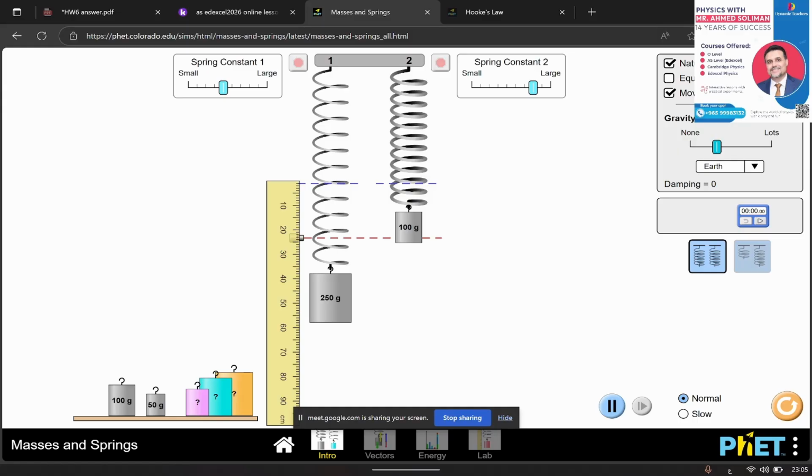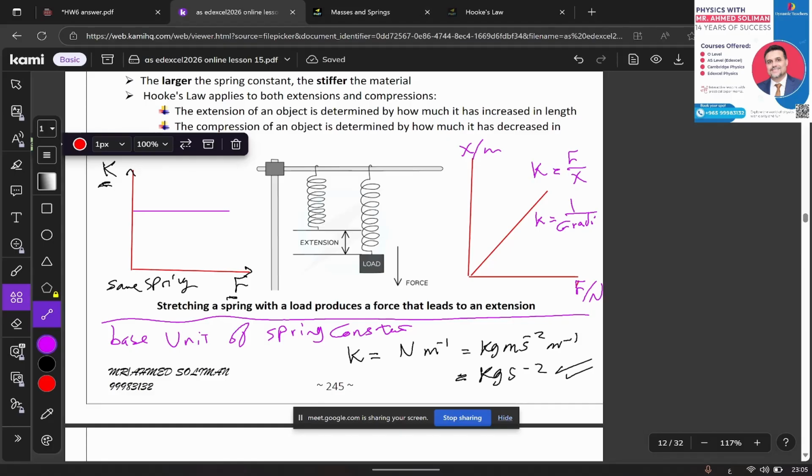Okay, so this is the first part. So for the spring constant, you can find the constant from the gradient of the line. So the only change will be between what? Force and extension. The spring is constant. Okay?